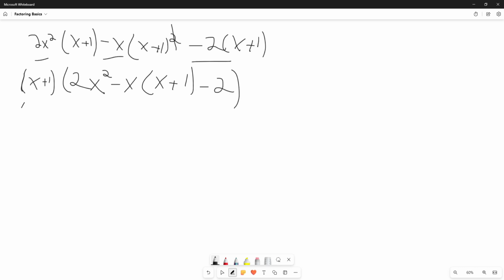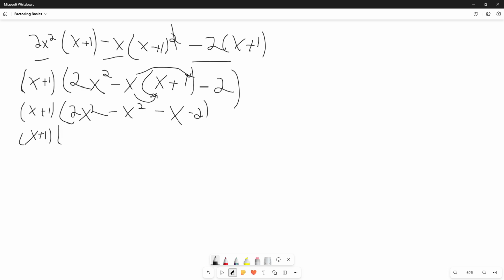So we can rewrite it again, but expanding the second brackets, 2x squared minus x squared, because minus x, we're going to go to each one and open it up, minus x minus 2. Now we have x plus 1, and we have 2x squared minus x squared is just x squared minus x minus 2.